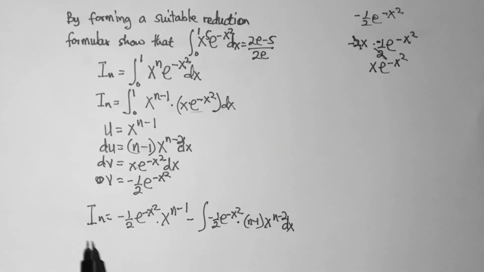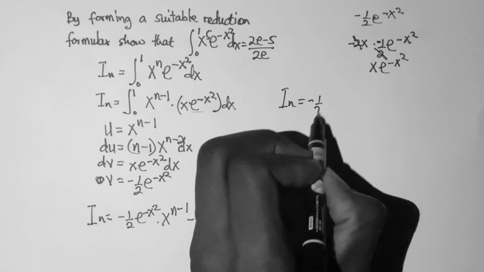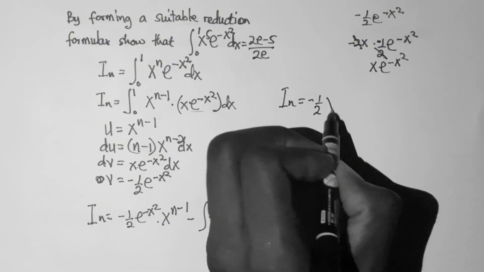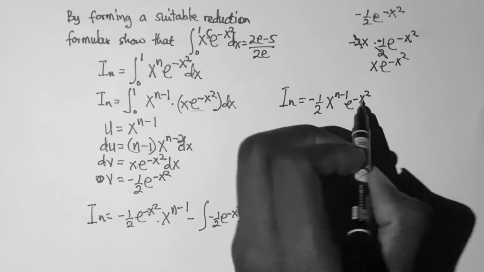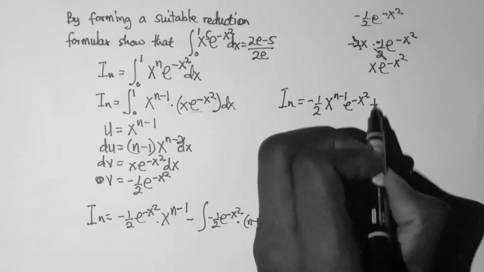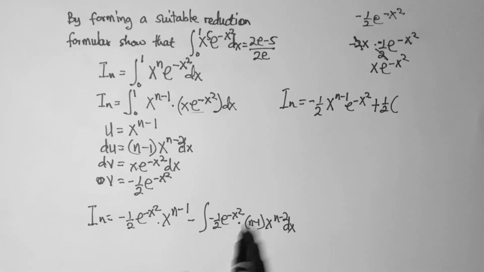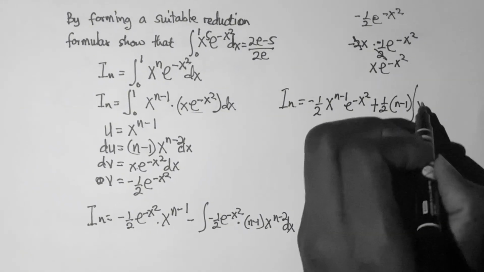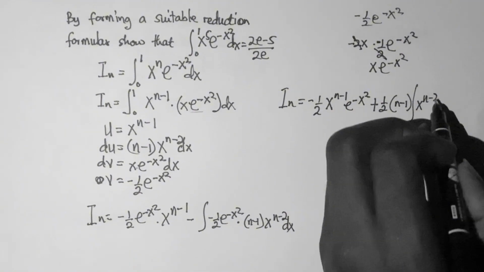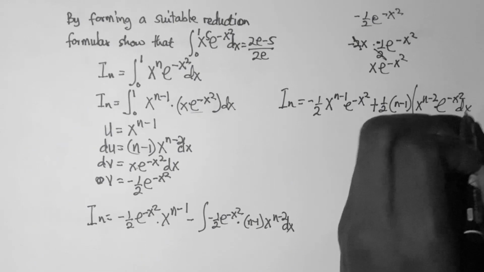So let's continue from this side. You can see that I of n is equal to minus 1 over 2, then x^(n-1), then e^(-x^2). And then minus 1 times minus 1 will be plus. So plus, then I'll bring the constant half out. Then n minus 1 is also a constant. We are left with the integral of x^(n-2) e^(-x^2) dx.